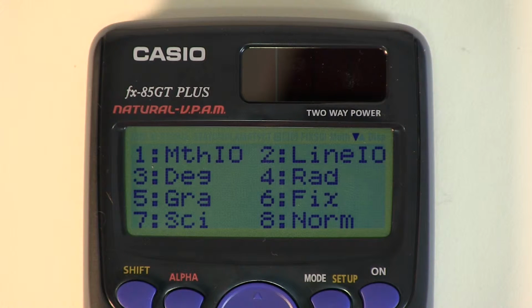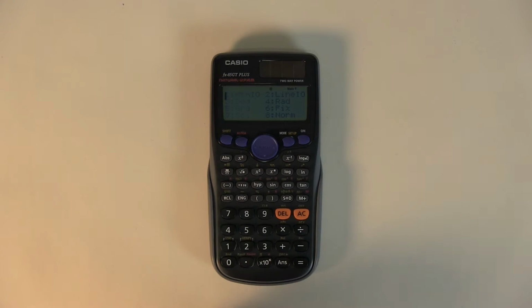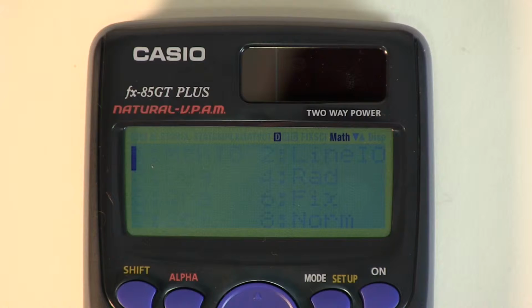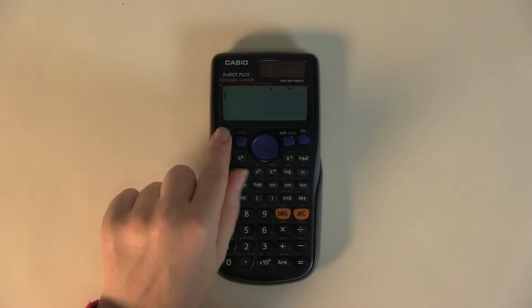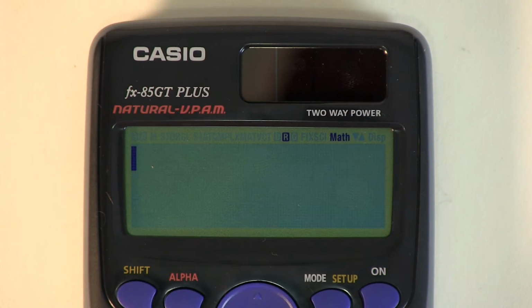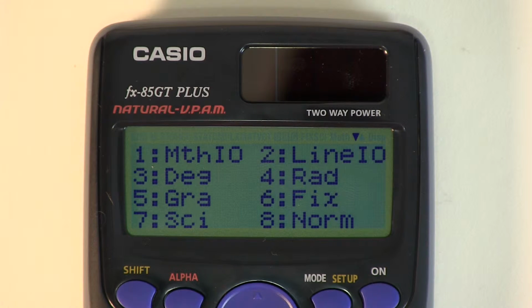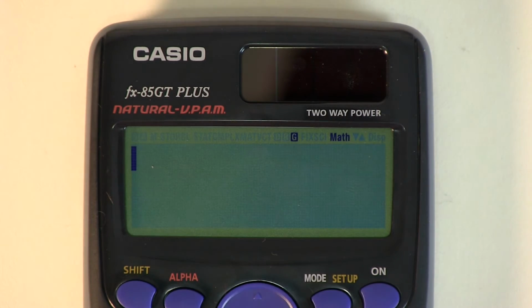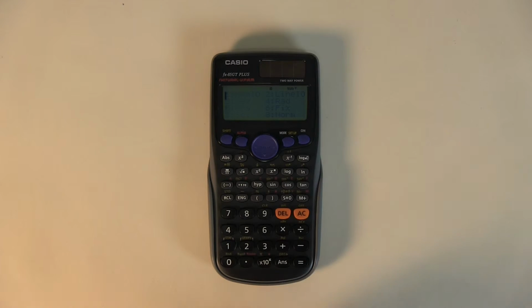Well, if you look at 3, 4 and 5, they are degrees, radians and gradients. These are the different measurements for angles. Now in most cases, unless you're doing mathematics or some scientific subjects, you're only going to use the degree setting, which is number 3. Now that little D here is telling me that I am in the degree setting. If I change that into the radian, that changes to R. And if I change that into the gradient, that changes to G. Okay, let's get back to degree.